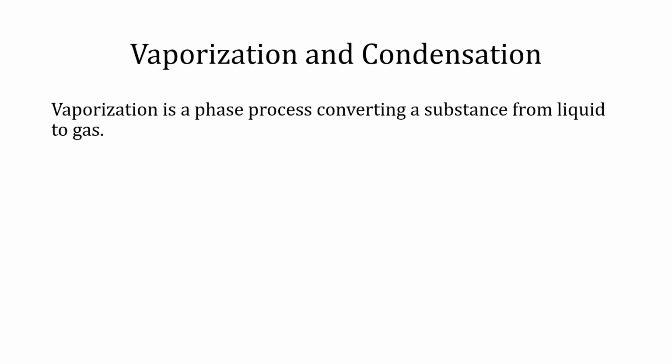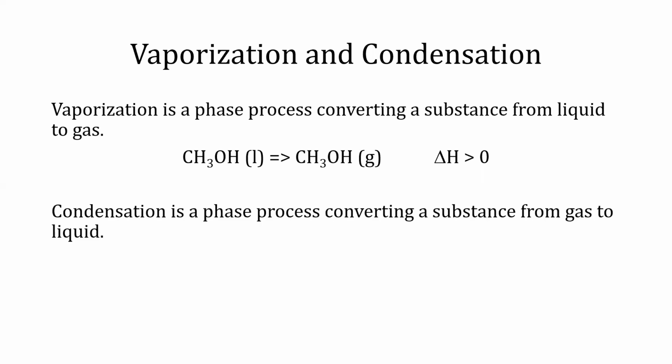Second is vaporization and condensation. Vaporization is a phase change in converting a substance from liquid to gas state. For example, methanol in the liquid state, when converted to methanol in the gas state, results in the enthalpy change having positive energy units. The opposite of vaporization is condensation, where it is a phase change in converting a substance from gas to liquid state.